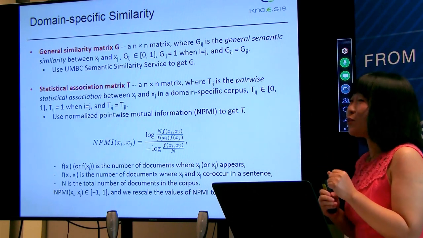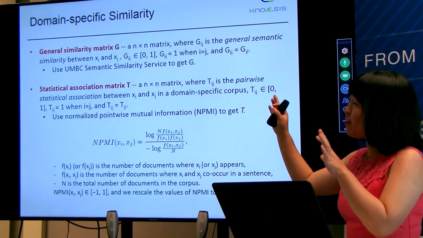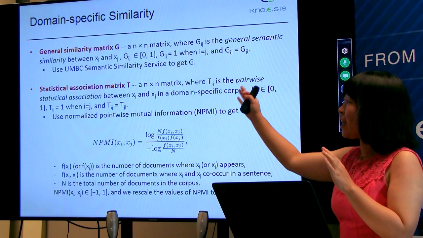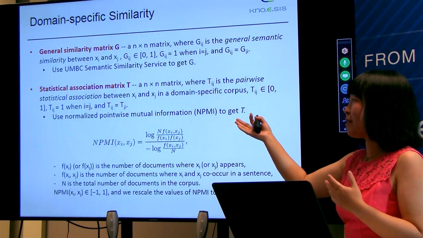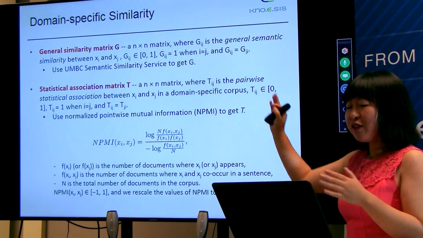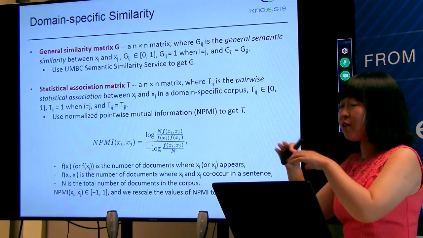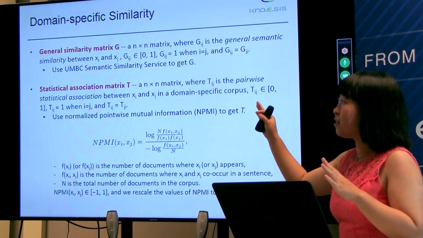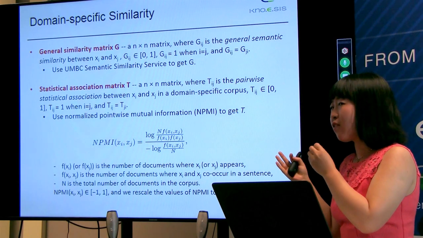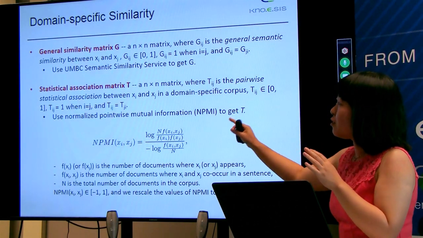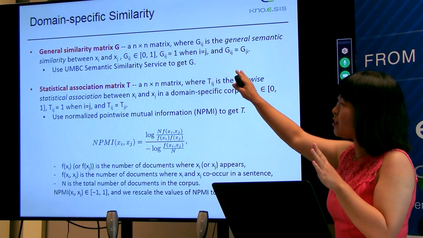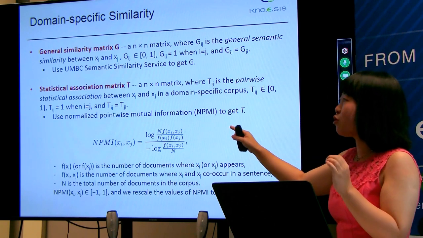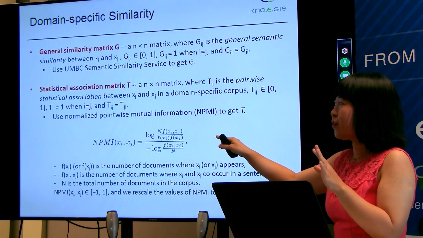Yeah. So for the first one, when we try to identify the general semantics, the general similarity matrix, in this case we can use the word embedding instead of the UMBC semantic similarity. So for this one, we could definitely use word embedding, which can learn from a large general corpus. I think this method is actually a kind of framework. So we can replace the general semantic similarity measures with other things like word embedding, like word2vec. But we can also try other measures of the statistical association.